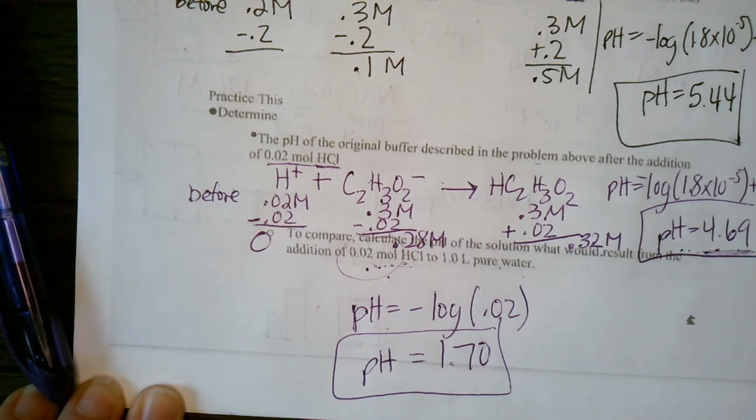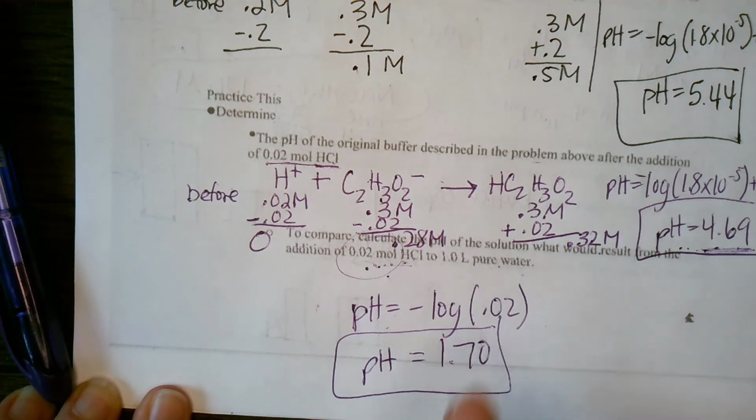Buffer solutions are conjugate pairs that act as a sponge, soaking up excess acid or excess base, preventing a shift in pH. It changes slightly, but certainly not to the degree that it would if it was in pure water by itself.